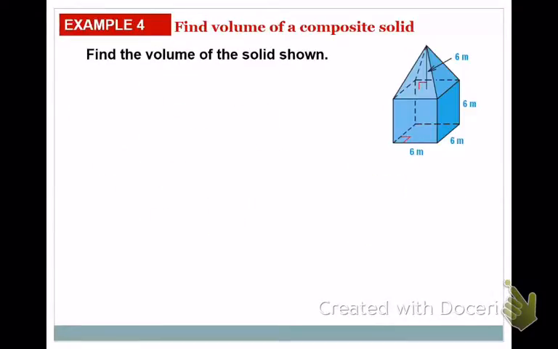Last but not least, if I want to find the volume of this particular solid, okay, our postulate tells us that all we have to do is find the volume of this bottom prism and then add in the volume of this pyramid. The volume of that bottom prism is the area of the base times the height, and then we're going to add in 1/3 of the area of the base of that pyramid times its height.